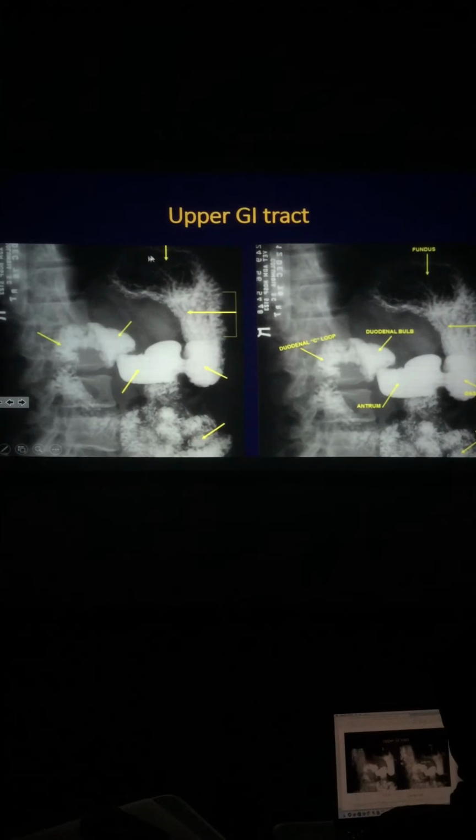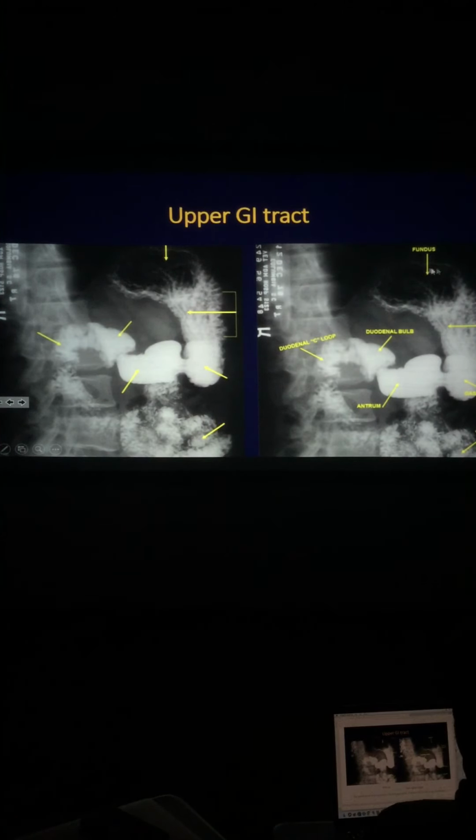Okay? Here you can see this is the fundus of the stomach, this is the body of the stomach, this is the antrum, and the duodenum, first, second, third, and fourth parts. These crisscross lines are called rugae. Okay? These are called rugae. Here you can see the rugae of the stomach.